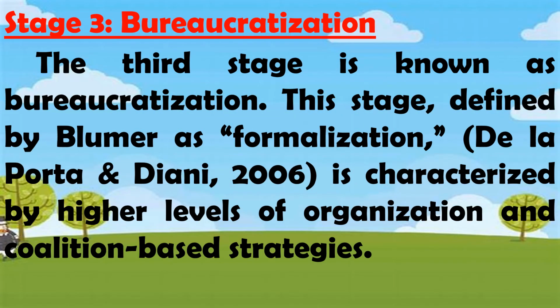Stage 3 is bureaucratization. The third stage is known as bureaucratization. This stage, defined by Blumer as formalization (Della Porta and Diani, 2006), is characterized by higher levels of organization and coalition-based strategies.